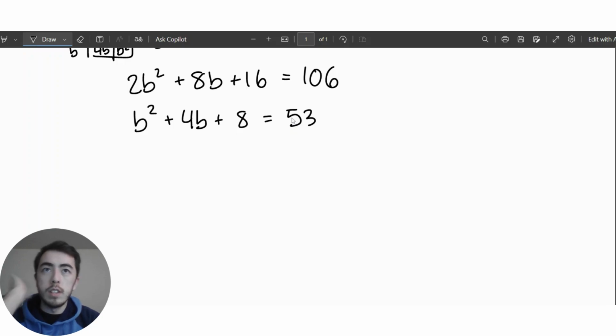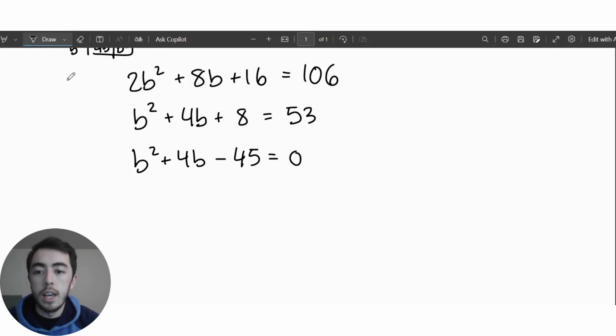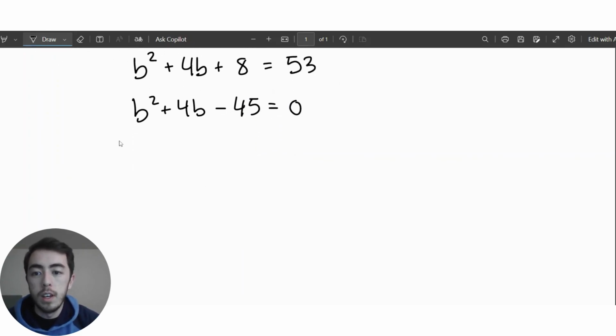And what's best is to get it into standard form and specifically get it equal to 0. So when I subtract 53 from both sides, I'll just get whatever 8 minus 53 is right here, and it'll be equal to 0. That's going to be a 45. And hopefully I can factor these.